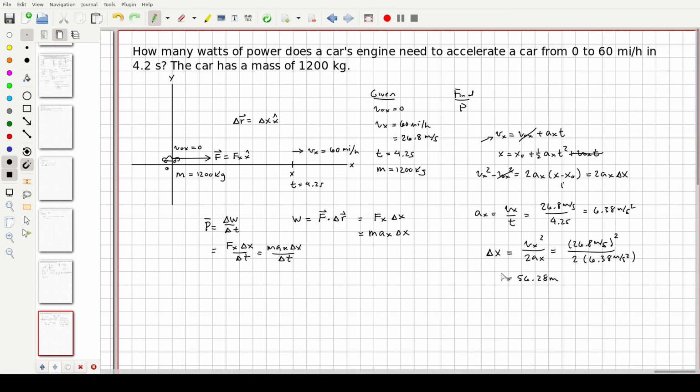Okay. Now, I'd like to show you something here. Watch this. Instead of putting the numbers in here, I'm going to plug this into this. So my average power would be m times a sub x times delta x. Now delta x is v sub x squared divided by 2 times a sub x. Oh, look at this. In fact, this looks suspiciously familiar on the top. It looks like 1/2 m v sub x squared.